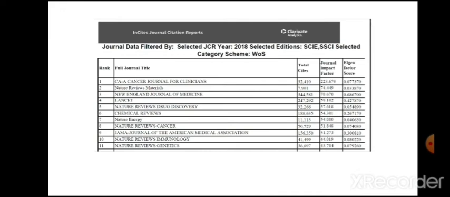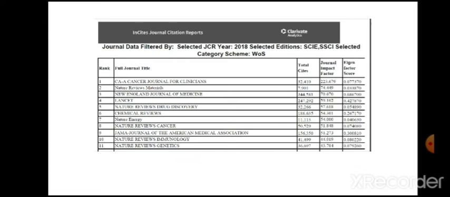Next part is, as we are talking about the quality measures of the journal, you can see that at the top right-hand corner there is a symbol of a circle, and it is written Clarivate Analytics. This is the agency that analyzes the journal impact factor. You can get this information downloaded from the website of Clarivate Analytics. You can type this keyword in Google and you will get the recent data. This data is quite old, from 2018. You can see here that the selected category scheme is WOS, that is Web of Science.